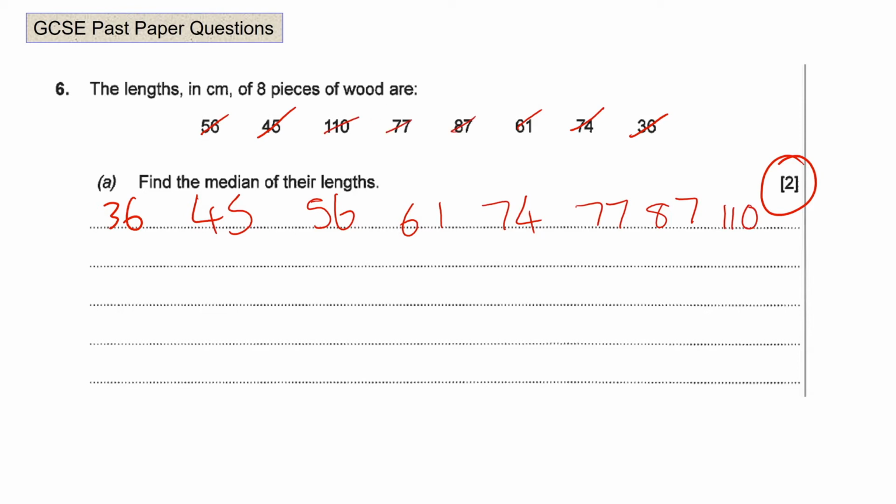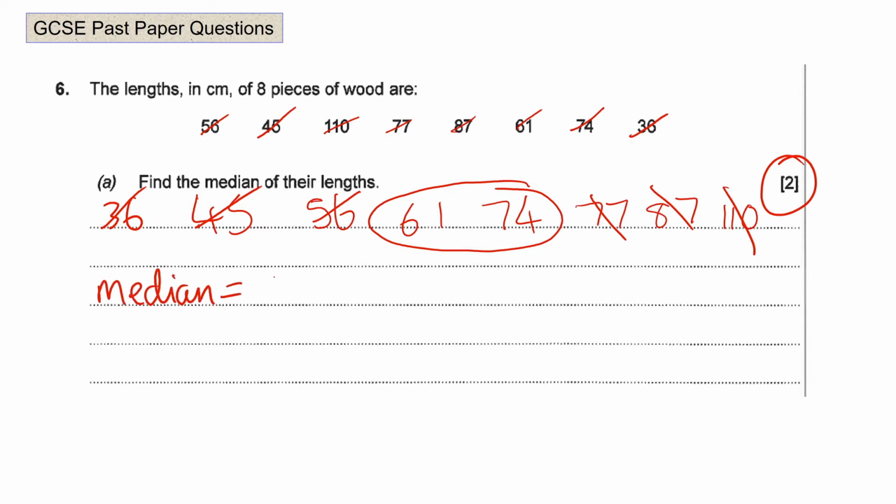Okay, so I've put them in order. Now I need to find the middle number. So I mark off from each side. And notice again, I've got 2 numbers in the middle. So now to find the median, I need to find halfway between those. So how I do that is we add them together.